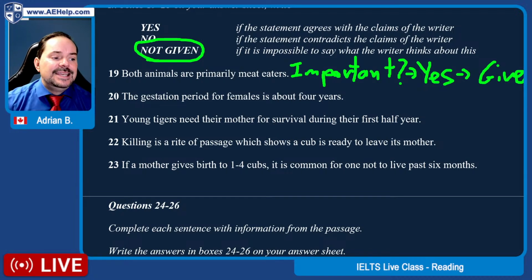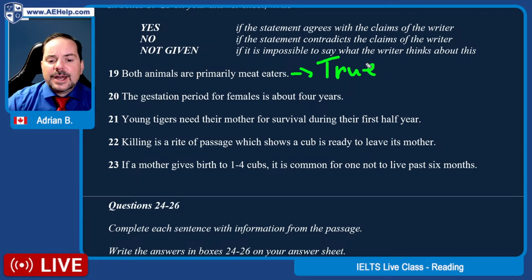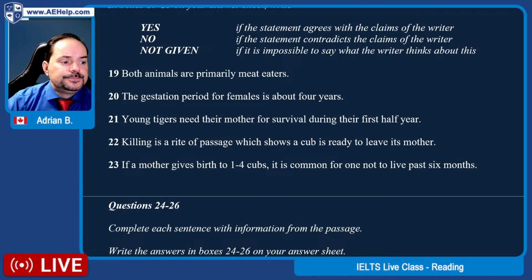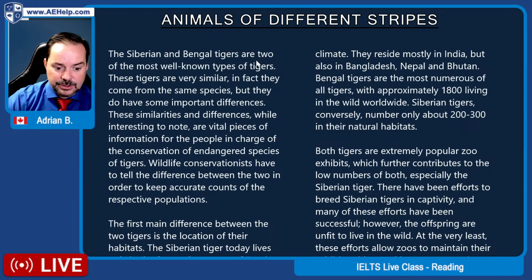So now that I know that it's given, I'm going to ask another question. Is it true that both of these tigers are going to be eating meat? I think most people will know that cats and the cat family, whether it's lions or tigers or your cat at home, they're meat eaters, right? So the answer has to be yes. And we learn that information in the passage when we read the part about the fact that they're carnivores.